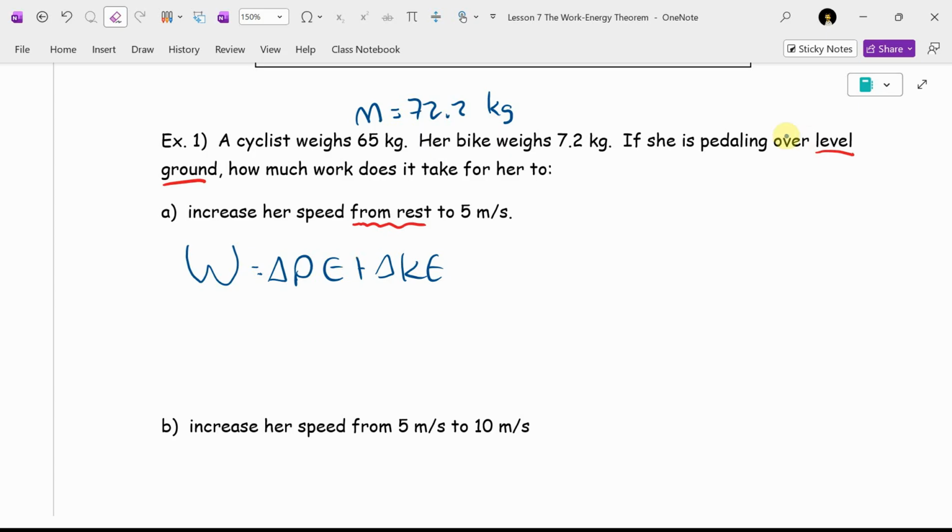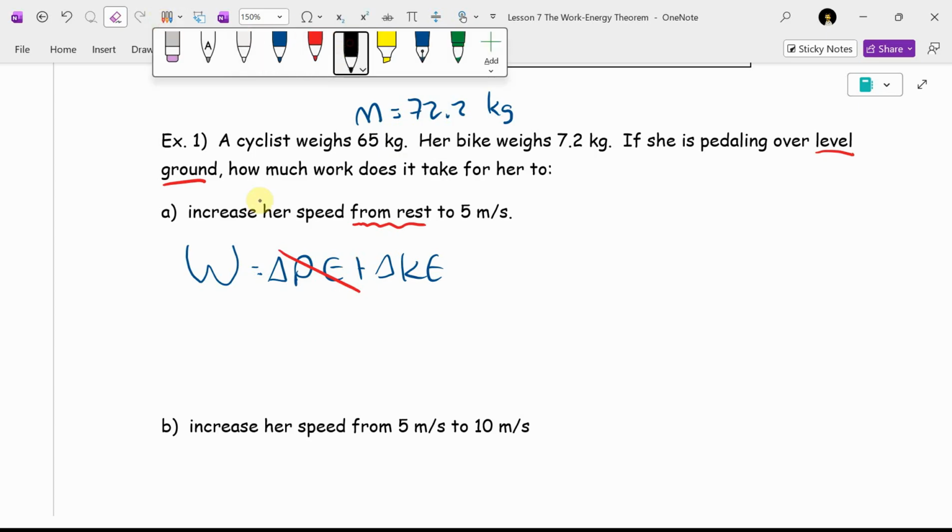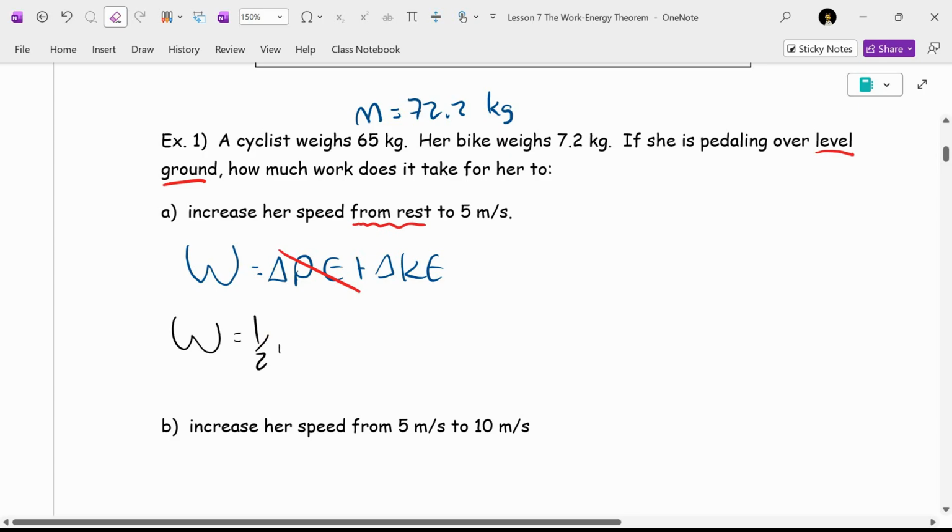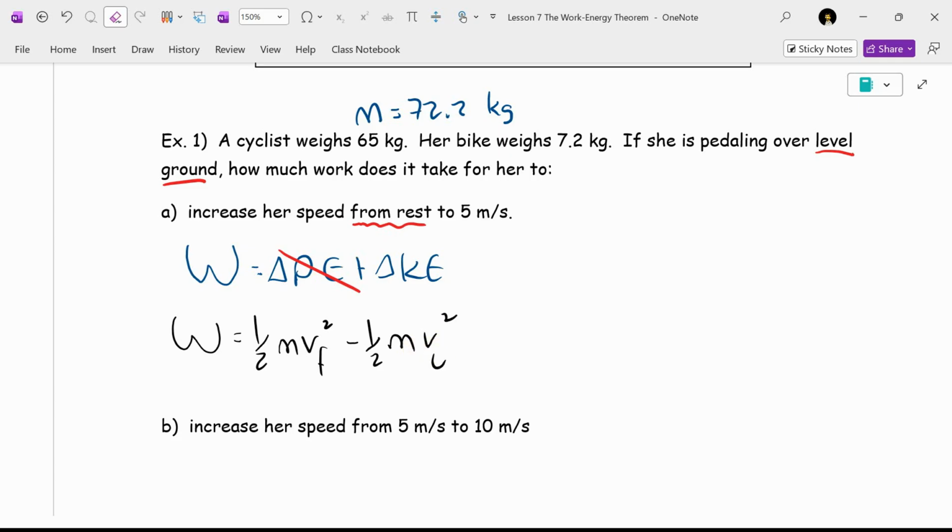What two words did I underline in the first paragraph? Level ground. Is there a change in height in level ground at all? Most of the time this year I'm going to put it over level ground. I'll show you one where there isn't, but we can say that because of level ground. And Emily, what did you say change in anything was? What's my equation for kinetic energy? This is going to end up becoming work equals a half mv final squared minus a half mv initial squared. There's my final minus initial.